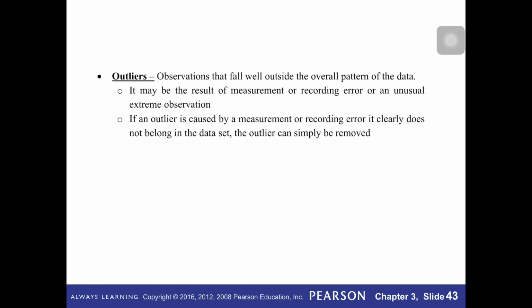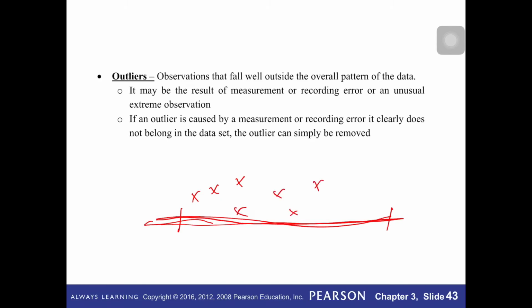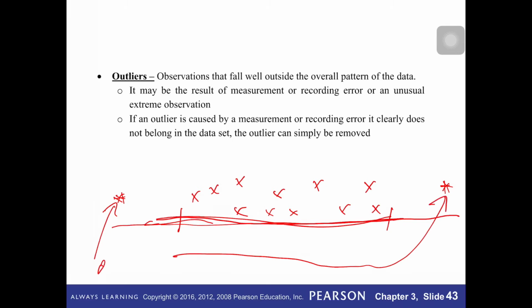So, outliers, there is a specific topic called outliers. It is like this. I will draw this one. Consider this as a line. I have observations from here to here like this. These are my observations, but unfortunately I have an observation somewhere here and somewhere here, very far from my data set. So, these guys we call outliers. They are far from our normal observations. Observations that fall well outside the overall pattern of the data are called outliers.